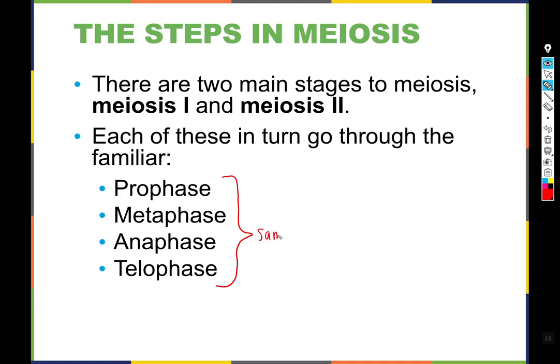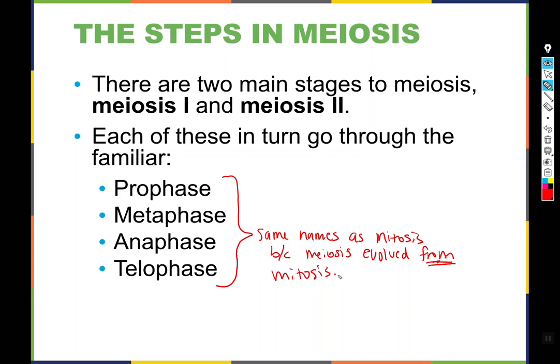So the phases have the same names as mitosis because meiosis evolved from mitosis. And it's always a good idea to think about the evolutionary underpinnings of biological processes like this just so that your knowledge is holistic, right?